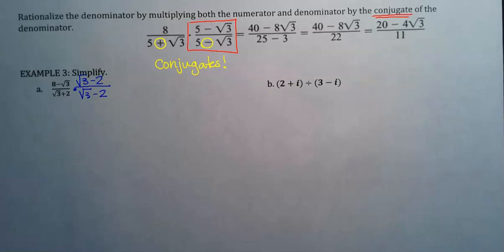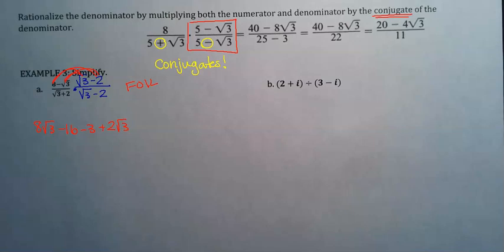Okay, and then we FOIL, right? So 8 times the square root of 3 is 8 times the square root of 3. 8 times negative 2 is going to be negative 16. The negative square root of 3 times the square root of 3 is going to be negative 3. The negative square root of 3 times negative 2 is going to be positive 2 times the square root of 3.